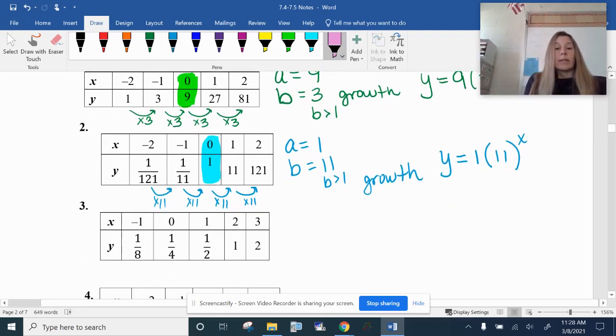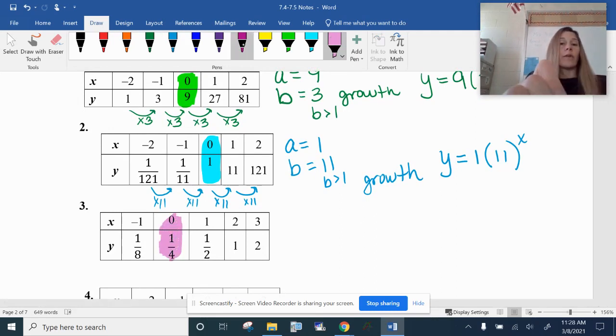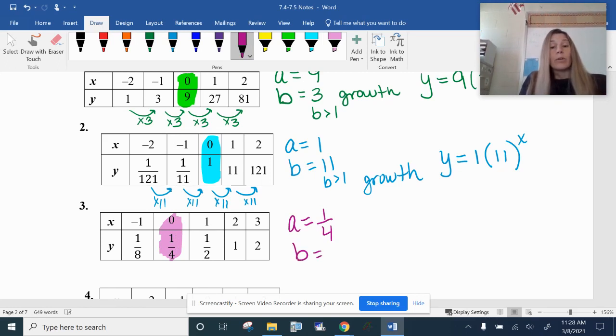All right, so let's take a look at the next one. So we have 0 and 1/4. So far that looks good because we have a positive a value of 1/4. So this could be exponential growth or decay. So now I'm going to look for my multiple here. So I typically will like to start on the numbers that are not fractions. 1 times 2 is 2. Is 1/2 times 2 equal to 1? It is. 1/4 times 2, it's 2/4, which is 1/2, and 1/8 times 2 would be 2/8, which is 1/4. So this holds true for all.